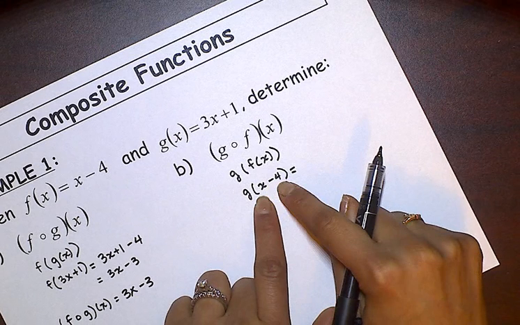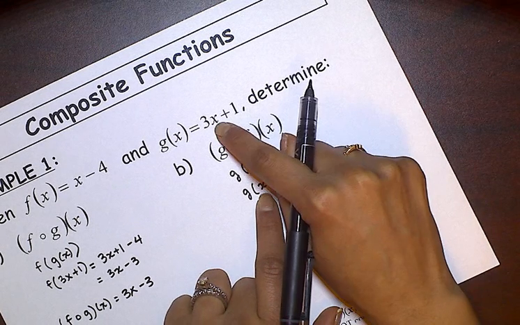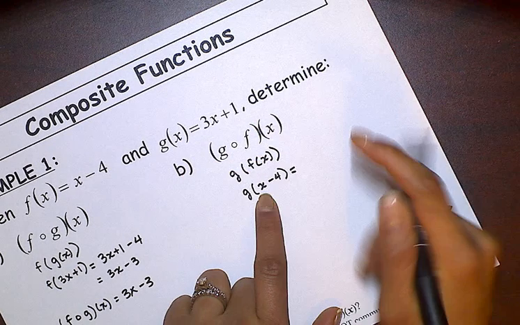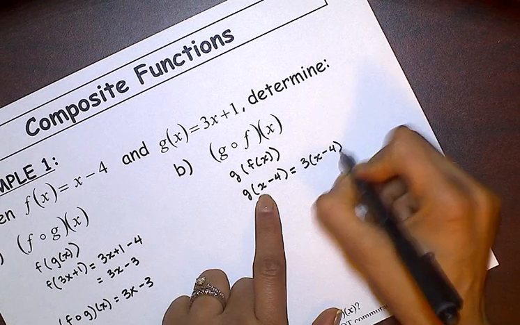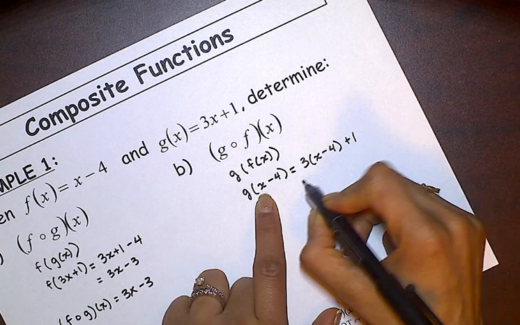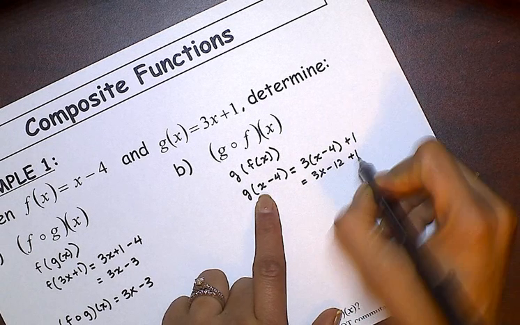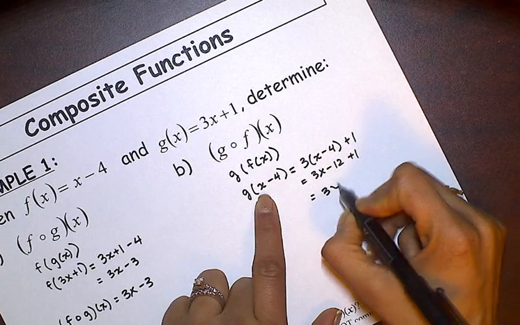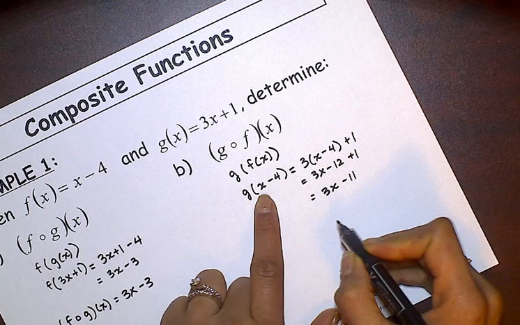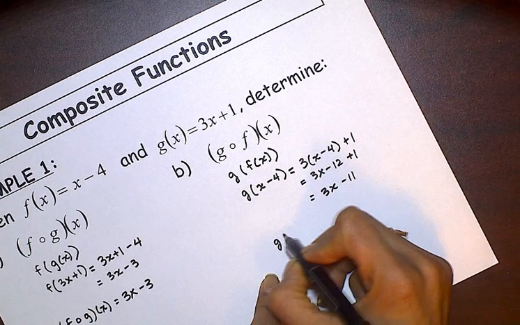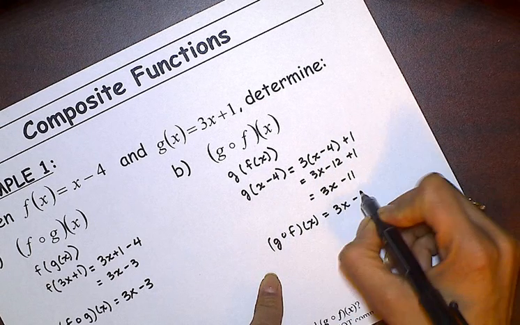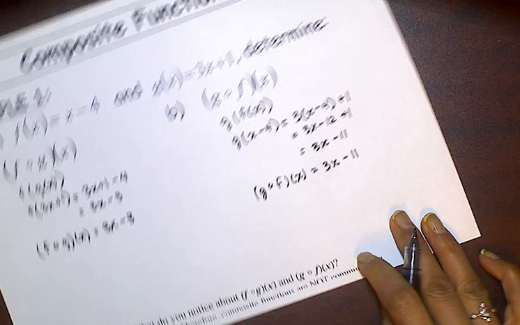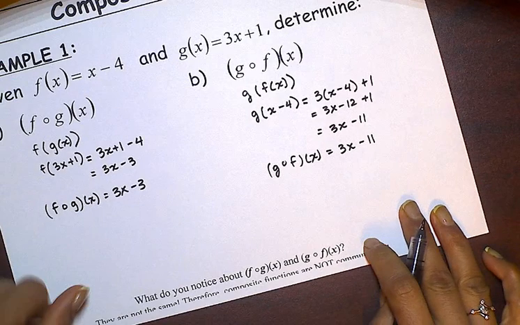So here I have 3 times x minus 4 plus 1. So just expanding that out, that's 3x minus 12 plus 1, which is equal to 3x minus 11. So I can rewrite this as g of f of x is equal to 3x minus 11. I'm just going to direct your attention to the bottom question here. It says, what do you notice about f of g of x and g of f of x?